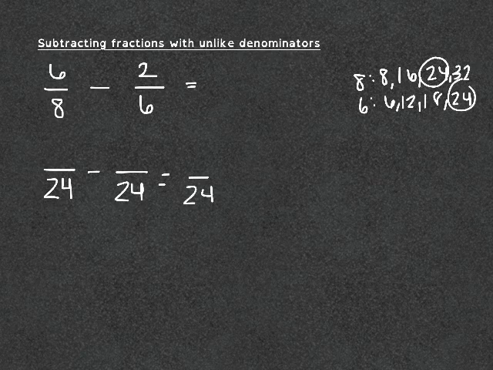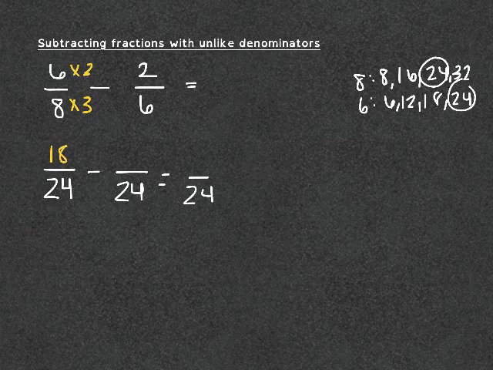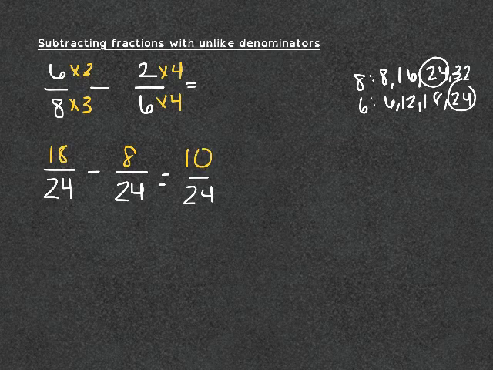We do the same steps that we did with addition. 8 times what gives us 24? 3. 6 times 3 is 18. 6 times what is 24? 4. 2 times 4 is 8. 18 24ths minus 8 24ths gives us 10 24ths.